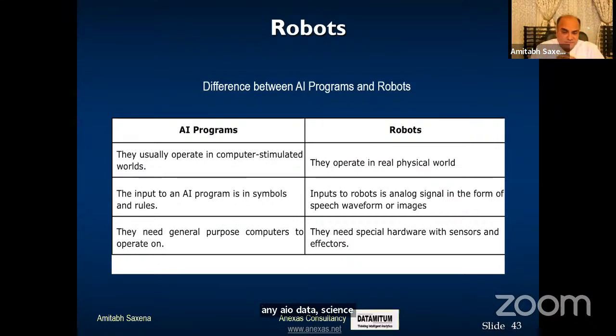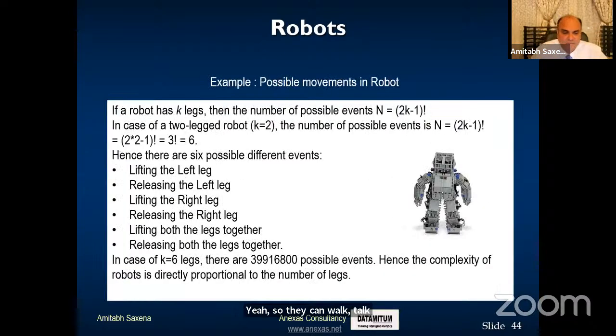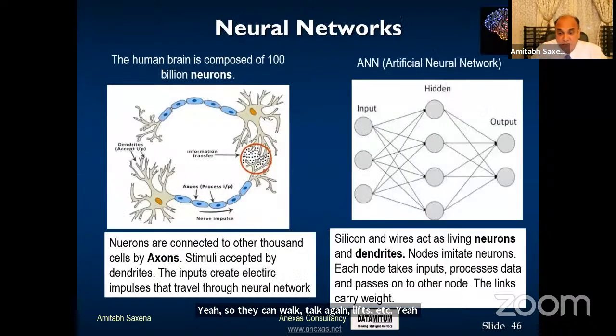Then you have robots, again intelligent agents. The difference between AI programs and robots is that robots are able to take action on the environment. They are able to make changes in the environment. So they can walk, talk, lift, etc. So that was about one.